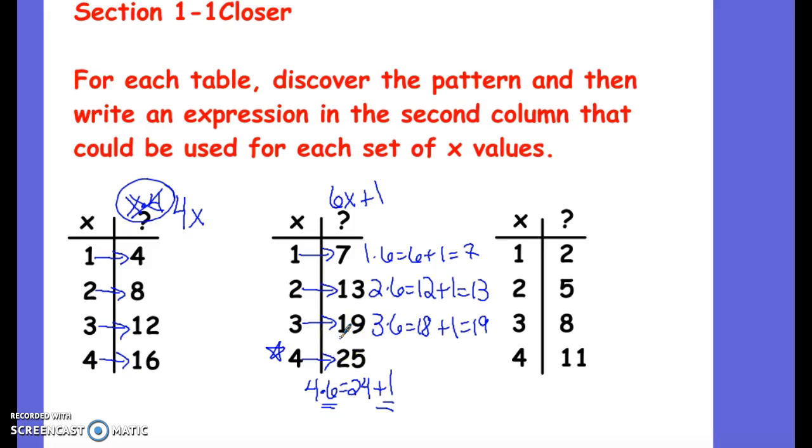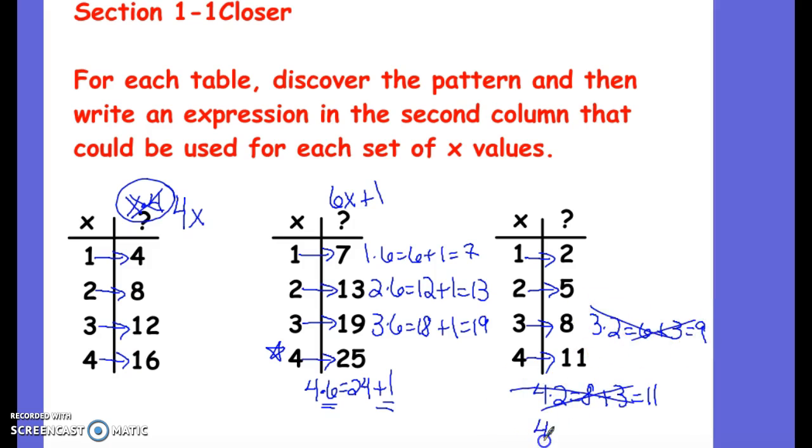The last one's a little bit more tricky. And let's see, 1 to 2. Just add 1? No, because that's not going to work for the rest. So let's try this multiplication thing. 4 times 2 is 8. 8 plus 3 equals 11. Let's see if that works for all of them. 3 times 2 is 6. 6 plus 3 is 9. Oh, that's not going to work.